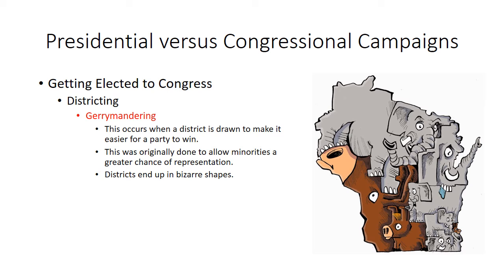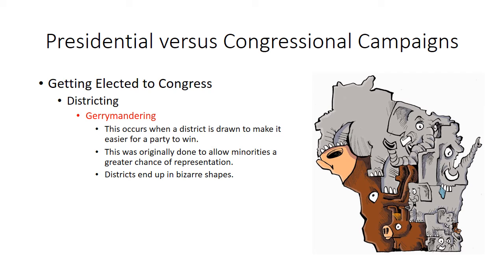Now, this one most of you are familiar with. Remember, gerrymandering is when a district is redrawn, generally to make it easy for a party to win. It was originally done to allow minorities a greater chance of representation, and what's really weird is that the Supreme Court has come up with two different rulings on this. Essentially, gerrymandering is illegal if it benefits a party. However, gerrymandering is not illegal if it benefits a minority.